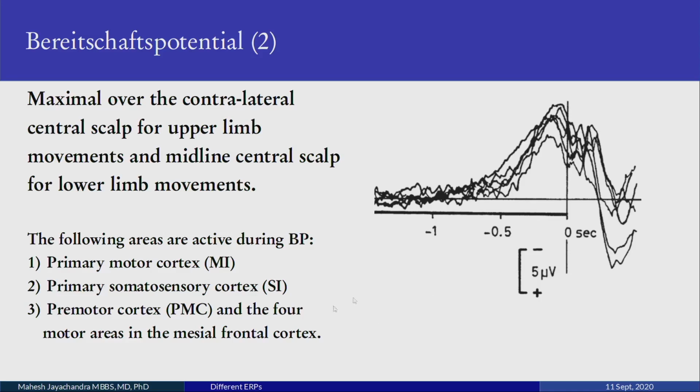So the following areas are activated during BP. One is the primary motor cortex, then the primary somatosensory cortex. These are on either side of the central sulcus, which you studied in macroscopic anatomy, and also the premotor cortex and motor areas in the mesial frontal cortex, which is in between the hemispheres, so those areas in between.